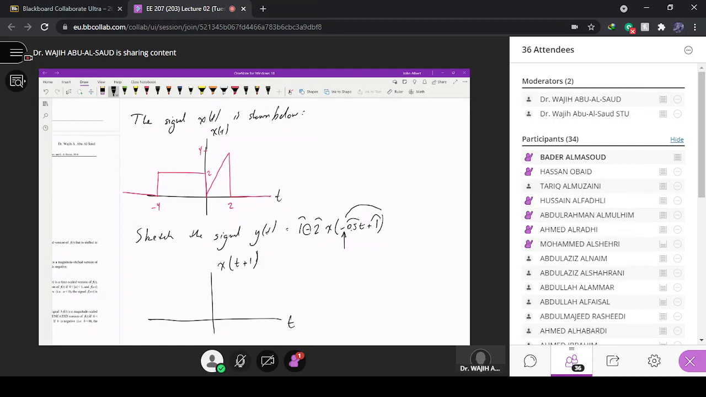So I have x of t. All I have to do is just shift this by 1 unit to the left. So this is basically how it will look like. And please correct me if I'm wrong.